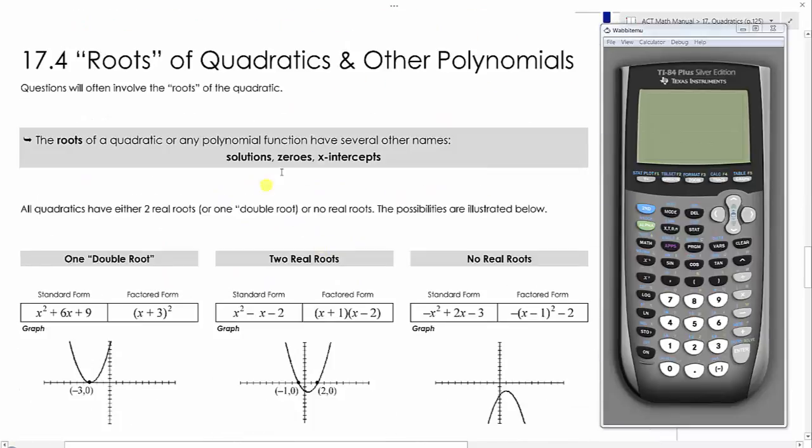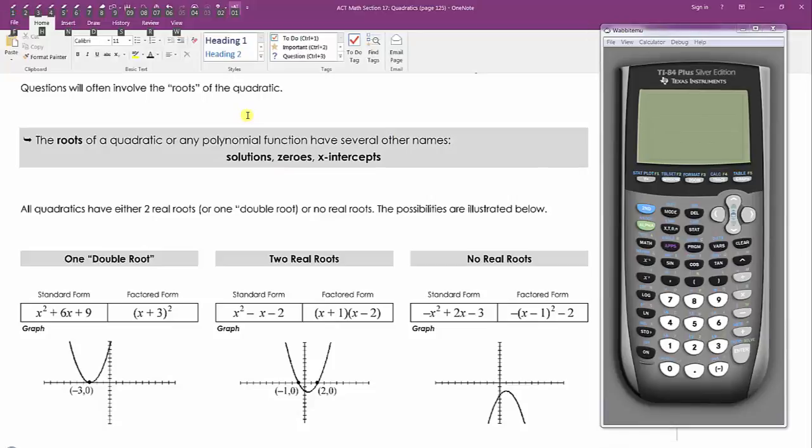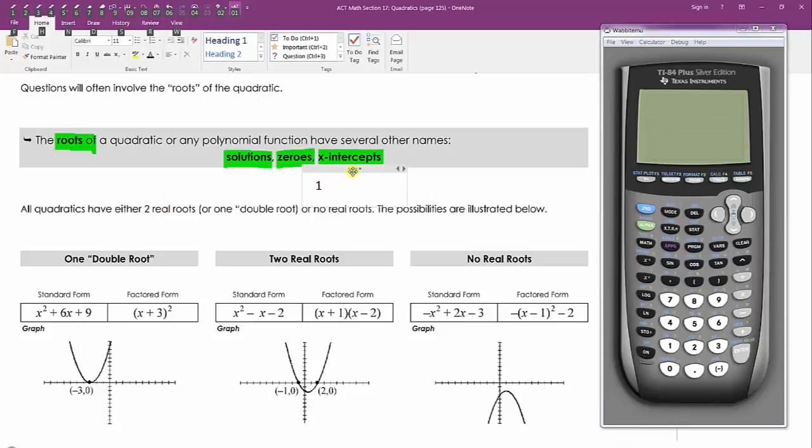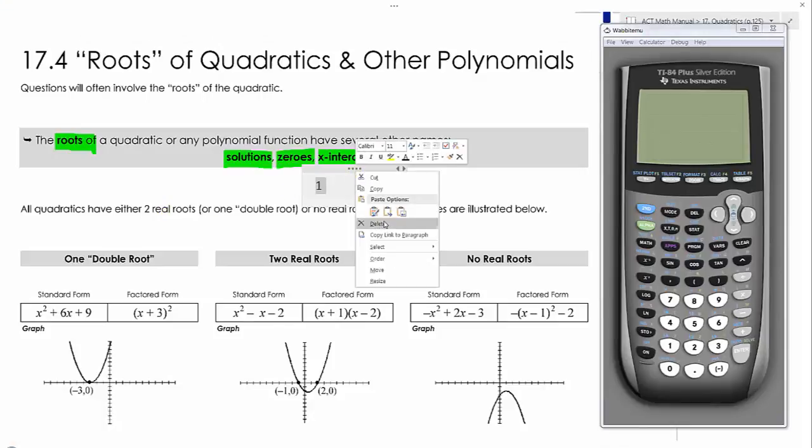Now, roots of quadratics and other polynomials, you will get questions that ask about roots. You must understand that there are a bunch of synonymous terms here: roots, solutions, zeros, and x-intercepts. These all mean the same thing when it comes to polynomials. They all mean exactly the same thing. You have to understand that so that if you see varying terminology, you will understand that there's no big secret or mystery to what you're doing.